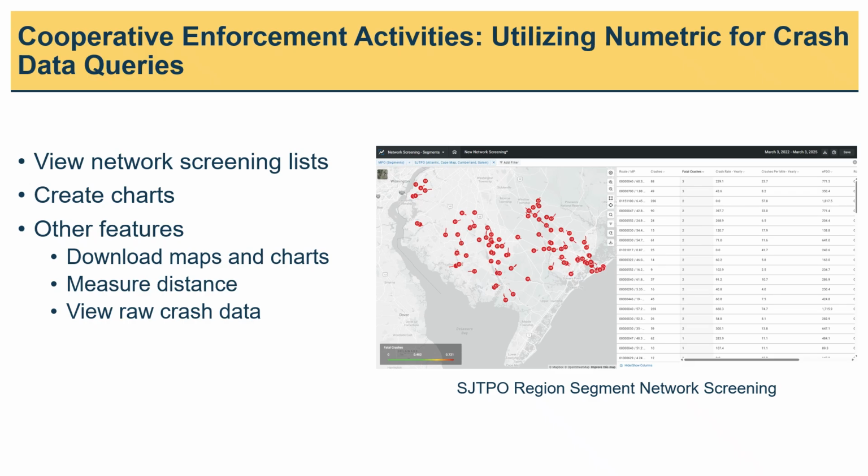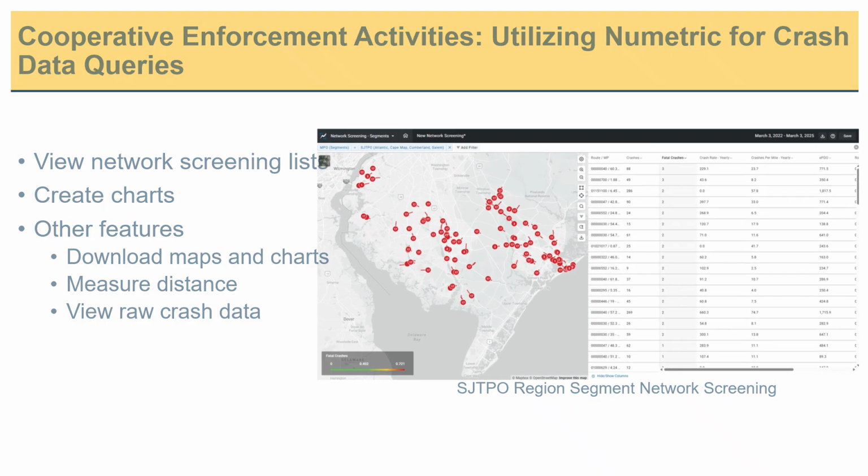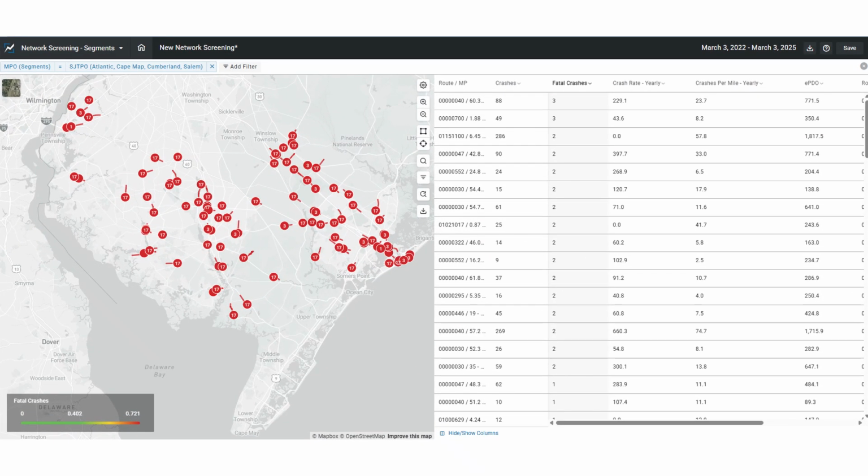Network screening lists are also available as part of the Numetric platform, as well as customizable charts to visualize trends, and the ability to download maps and charts, measure distance, and view raw crash data. The network screening lists have the capability to be filtered to the SJTPO region.